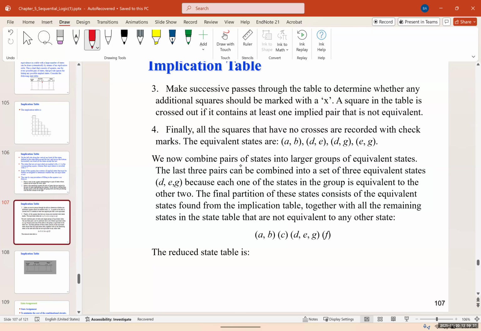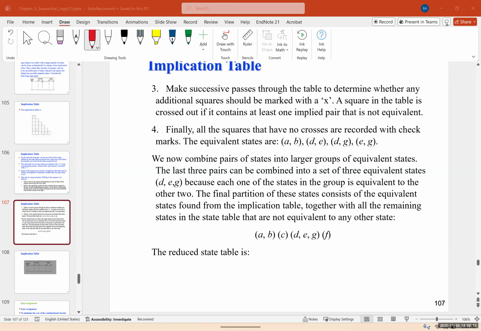Then we will make successive passes through the table to determine whether any additional squares should be marked with X. A square in the table is crossed out if it contains at least one implied pair that is not equivalent. And finally, all the squares that have no crosses are recorded with check marks. The equivalent states are AB, DE, DG, and EG.